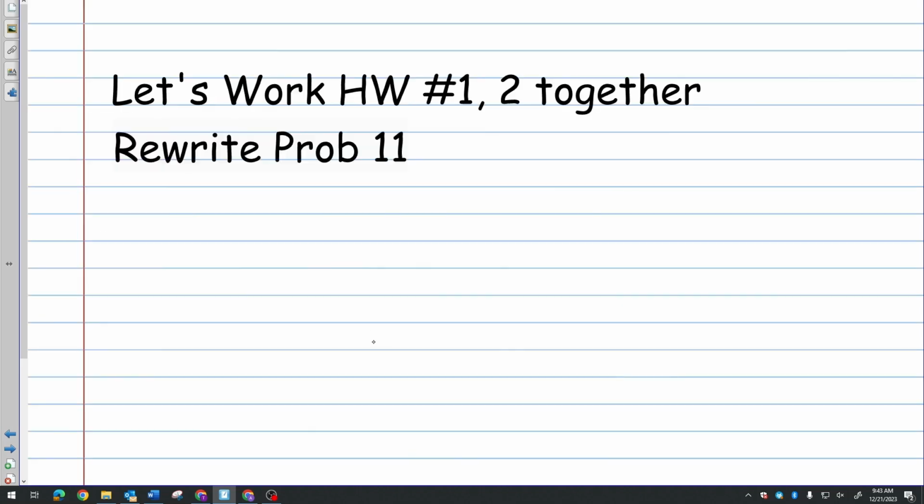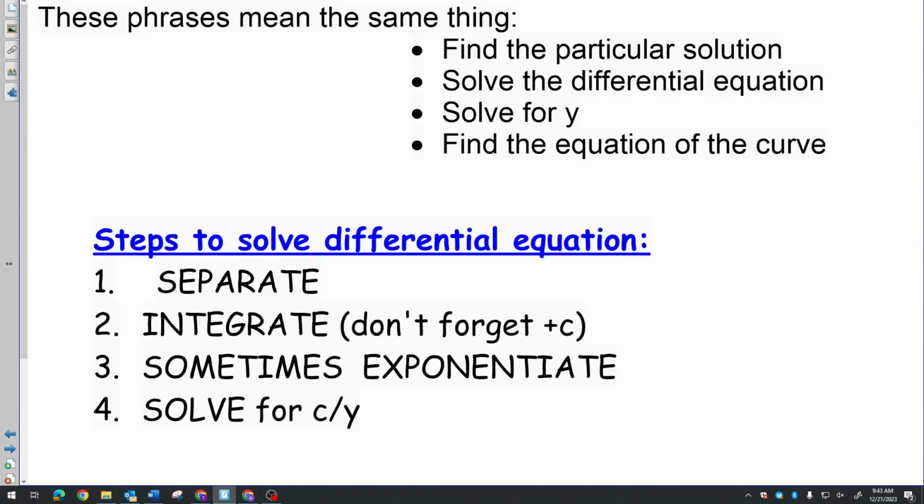All right, so let's look at your homework. Let's work problem 1 and 2 together, and I'll rewrite problem 11 with you so that you can do it on your own. I just want to clarify the instructions for how to solve differential equations. We're going to separate, then integrate. Sometimes we're going to exponentiate if you get an ln of y, and we're going to solve for c and y. Okay.